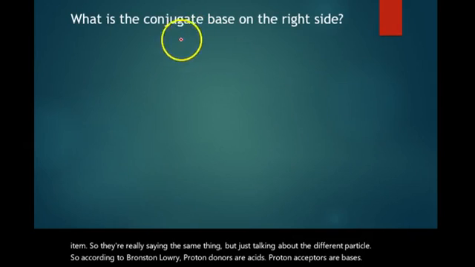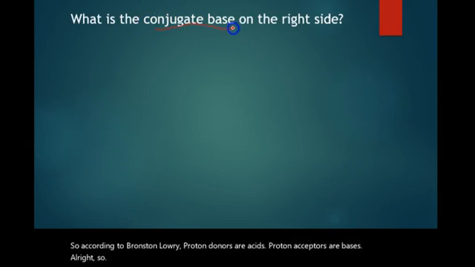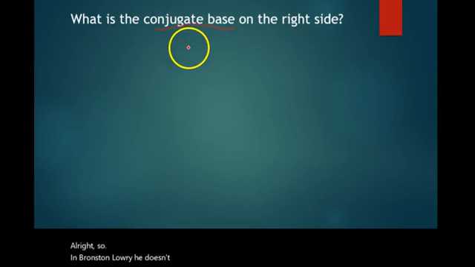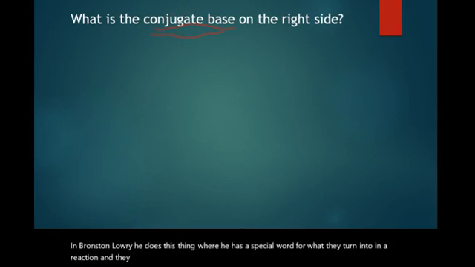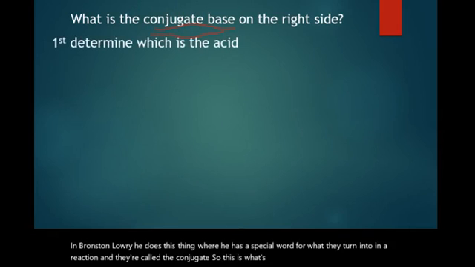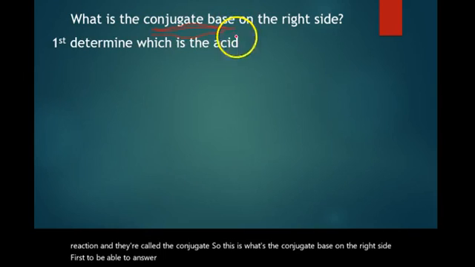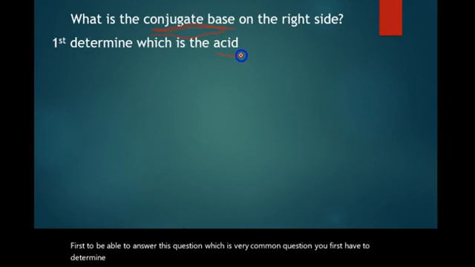All right, so in Bronsted-Lowry, he has a special word for what they turn into in a reaction, and they are called the conjugate. So this says, what's the conjugate base on the right side? First, to answer this question, which is a very common question, you first have to determine which thing is the acid. Okay.